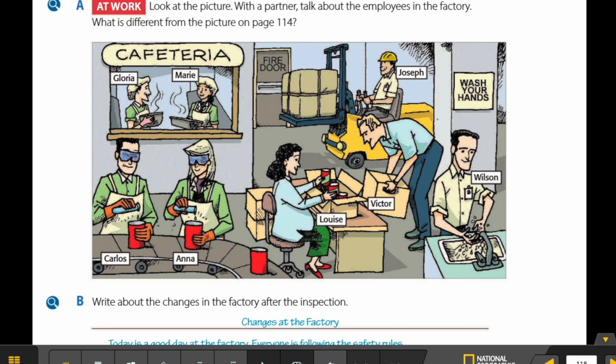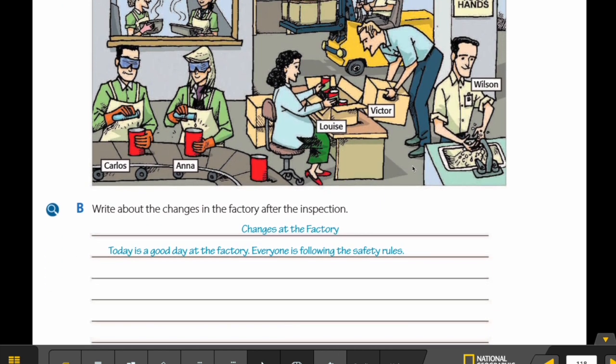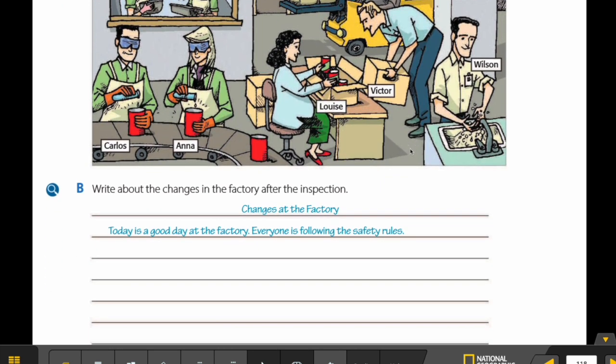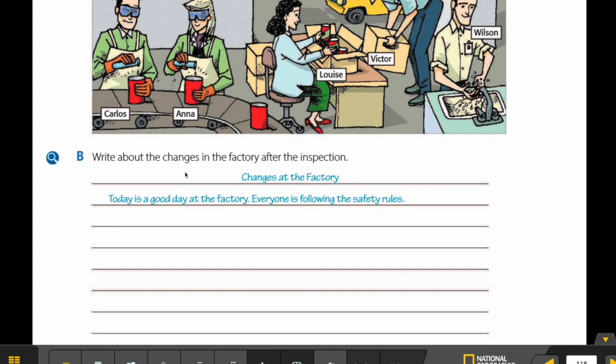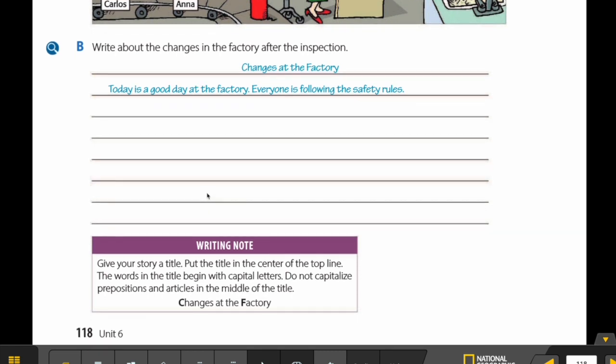Okay, so many things have changed, right? So using the information that you know from the listening, you're going to write about the changes in the factory after the inspection. So you're writing like this: changes at the factory. Today is a good day at the factory. Everyone is following the safety rules, period. Then you write another paragraph with details of how people are following the safety rules. Okay? And that's pretty much it.